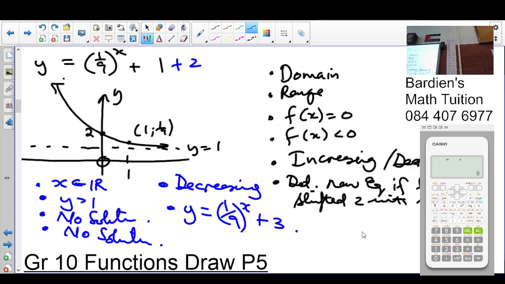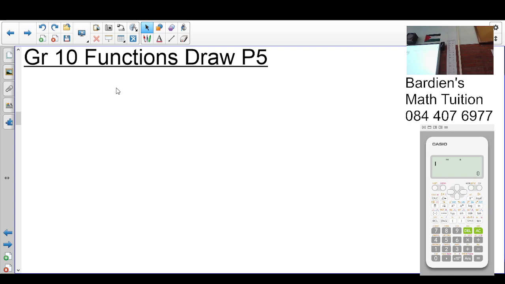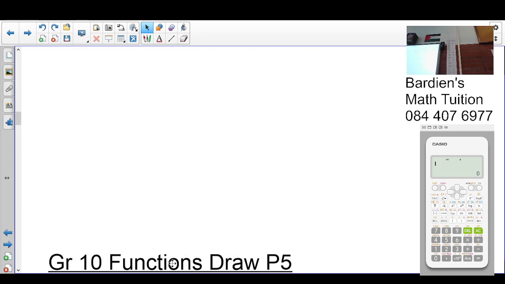Okay. So this is one graph I still need to do with you guys with the exponential function. That is where the negative is in front of it. So you've got y is equal to negative 3 times 2 to the x plus 6.